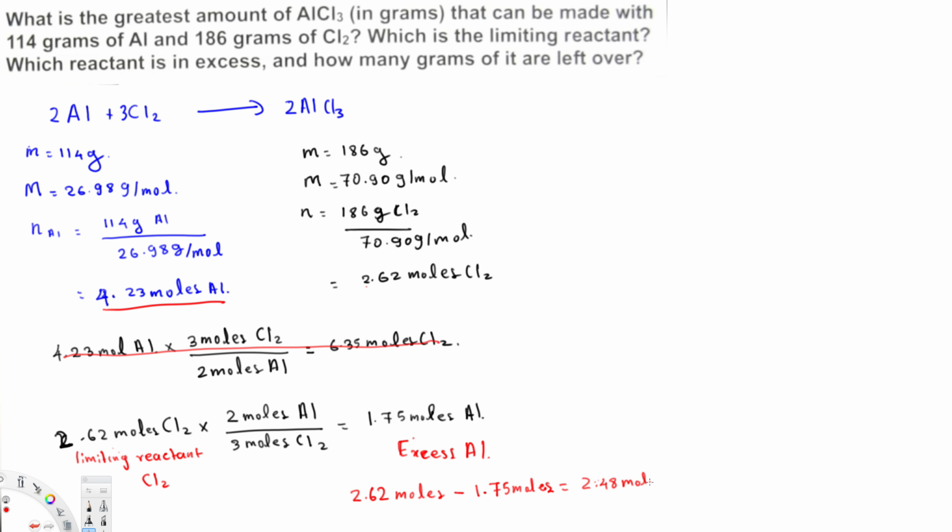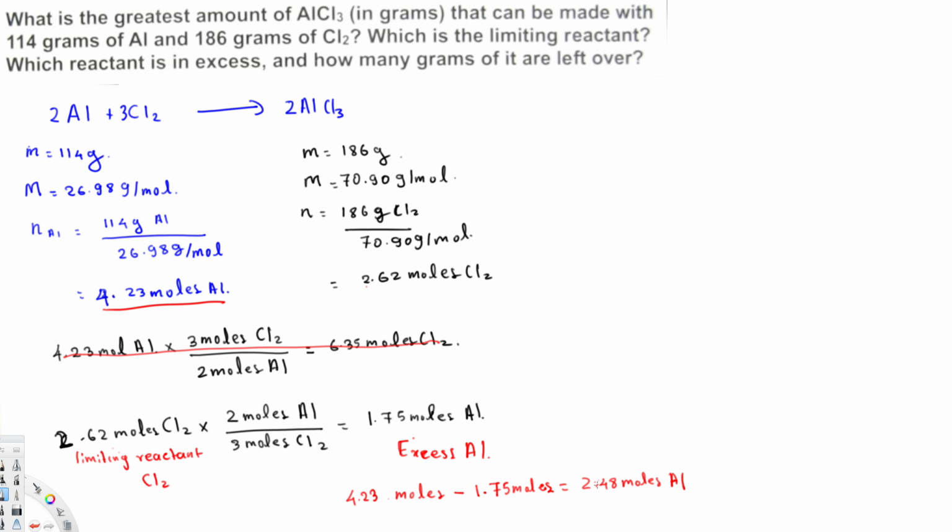Oh wait a minute, I chose the wrong number right here. Okay, here we have aluminium, that is 4.23 moles of aluminium, right? So 4.23 moles of aluminium, and we are using 1.75, so the leftover is 2.48 moles of aluminium. And the other one doesn't change because chlorine we have exactly 2.62, and that will finish first.